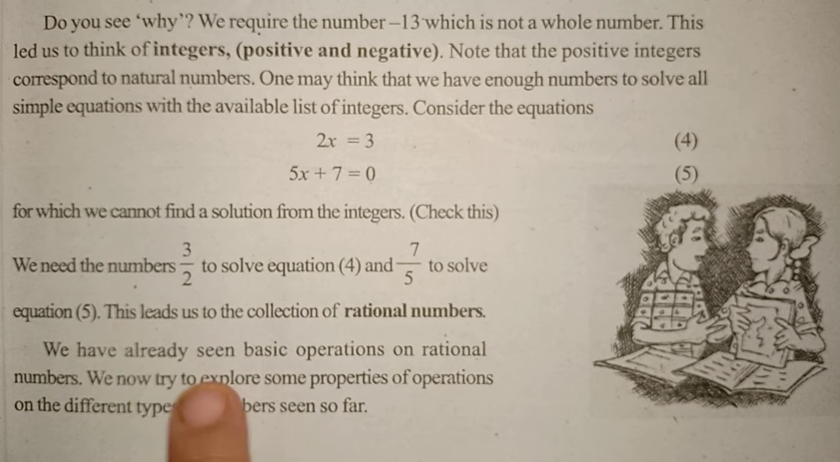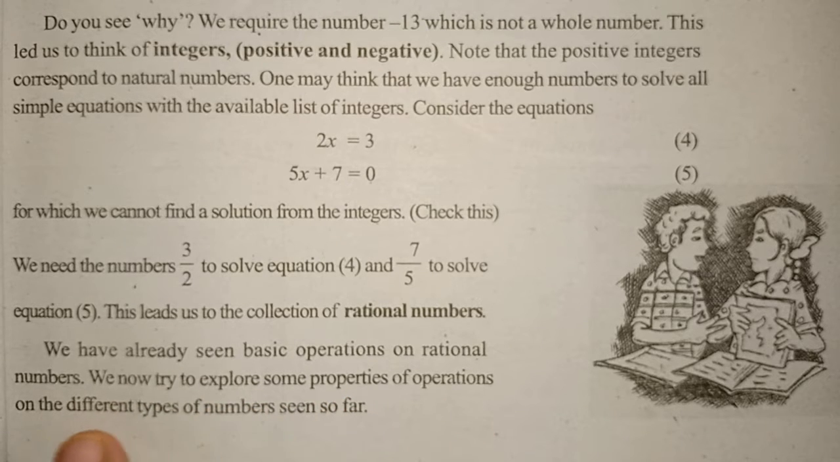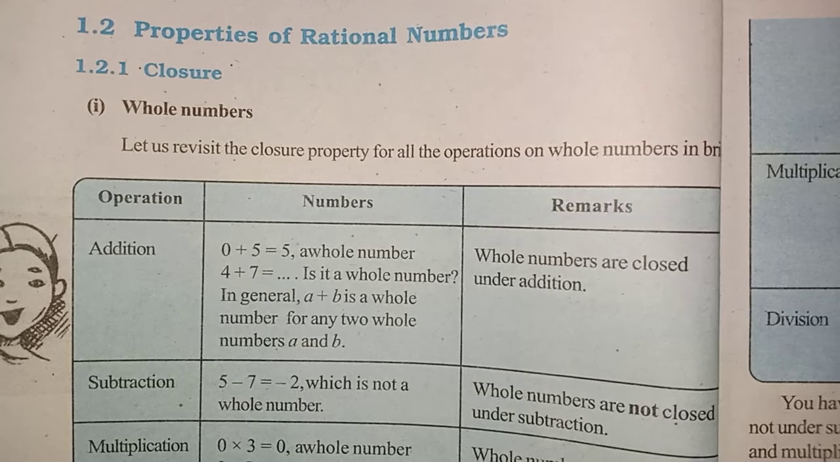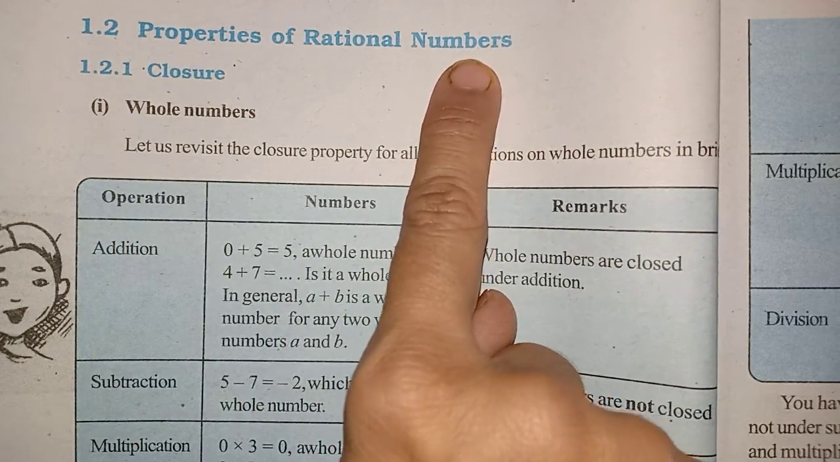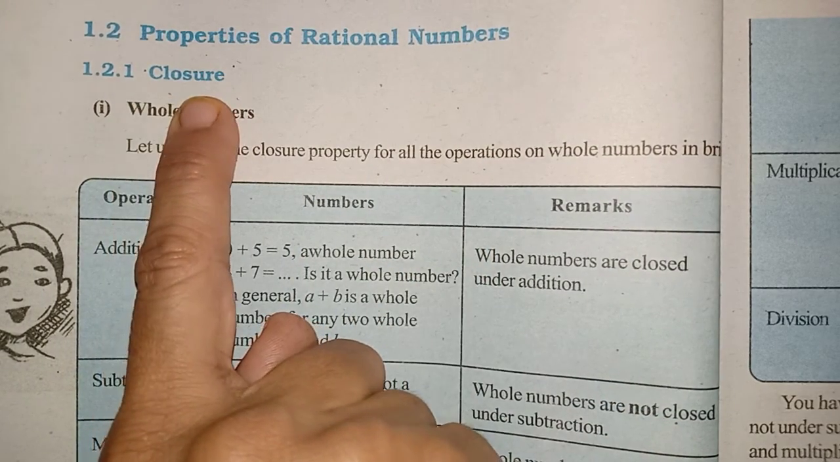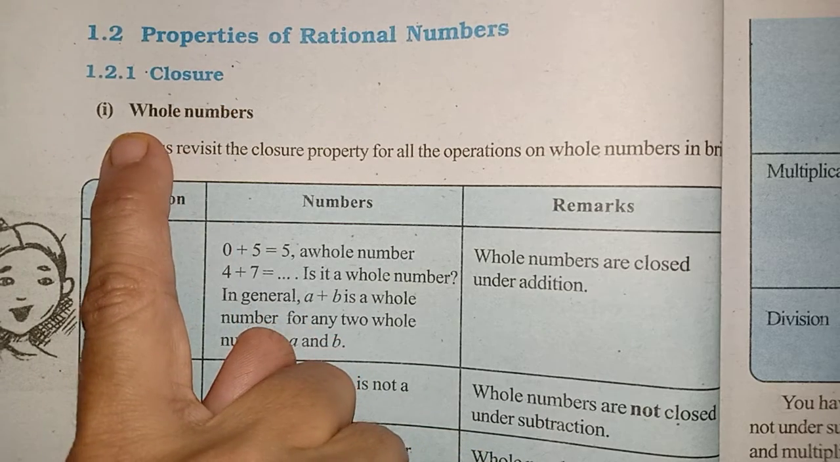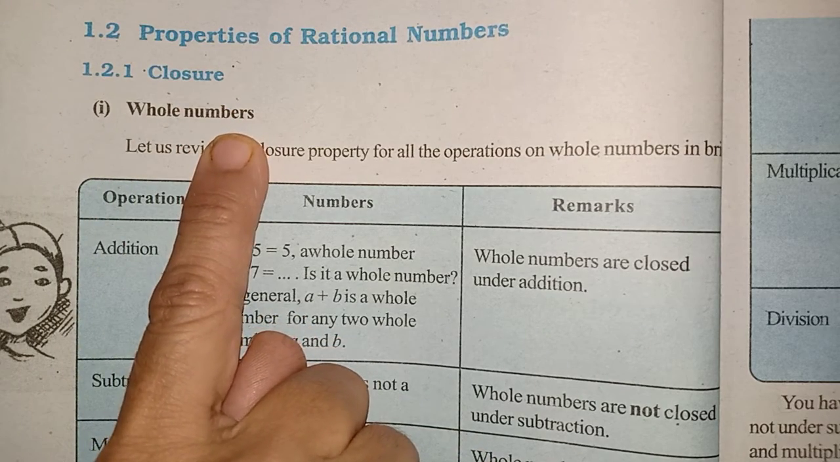We have already seen basic operations on rational numbers. We now try to explore some properties of operations on the different types of numbers seen so far. Okay, let's see properties of rational numbers. First one is the closure property. Let's see the closure property for whole numbers.